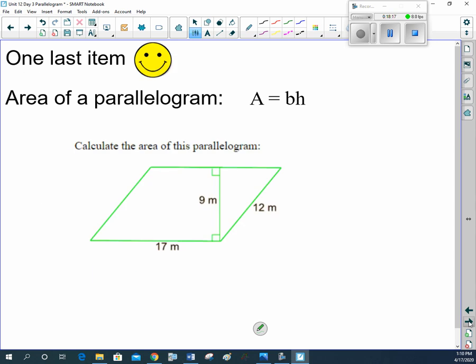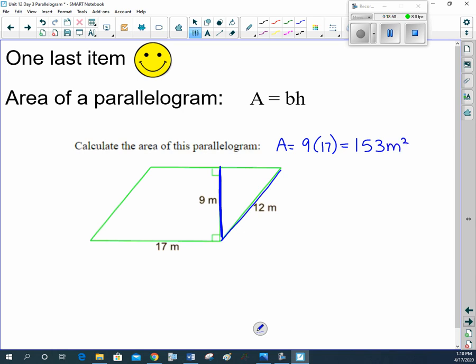How do you find the area of a parallelogram? Well, it's the base times the height. But remember, in a parallelogram, when you're talking base times height, you're talking perpendicular to each other. So this side right here, 12, that's not how tall the parallelogram is. How tall the parallelogram is from one base or one side to the other, so the perpendicular distance. So this is how tall it is right here, 9. So this is my height, 9. So the area is 9 times 17. And you end up with 153 meters squared.